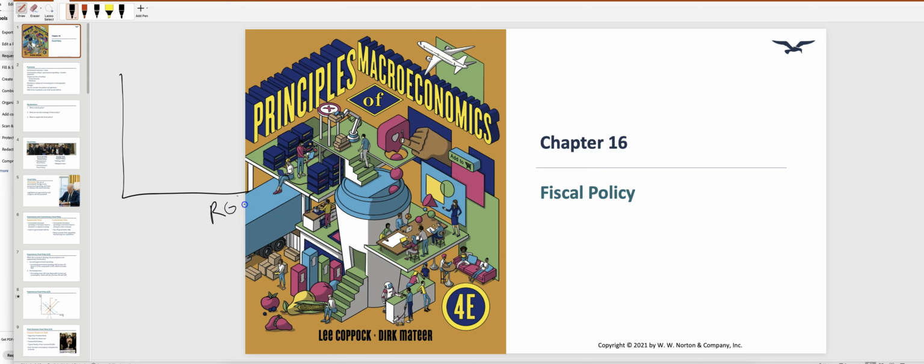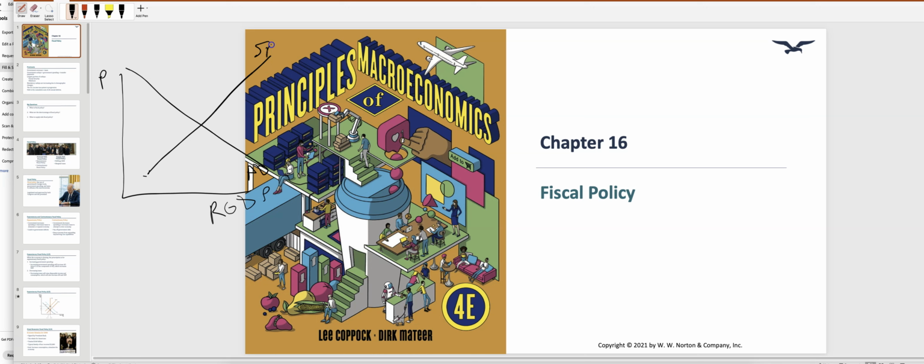If I put real GDP on the x-axis and the price level on the y-axis, we can understand aggregate demand as being downward sloping again, and the short-run aggregate supply as upward sloping. If the economy is in its long-run equilibrium point, with long-run aggregate supply, short-run aggregate supply, and aggregate demand, this economy would be in equilibrium.